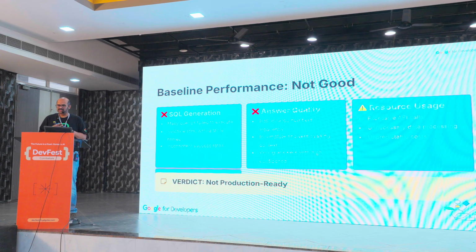Also, the answers were not of good quality. They had a lot of hallucinations, they were not complete, and there were a lot of wrong answers because the query itself was not built correctly. Even if the query was syntactically correct, the actual query was not right. And because of this, if a generated SQL query fails, the agent just retries with a new SQL query. That means a lot of API calls being made to the model and to the database, which means unnecessary data processing and high cost. So with all this, you cannot move this to production.